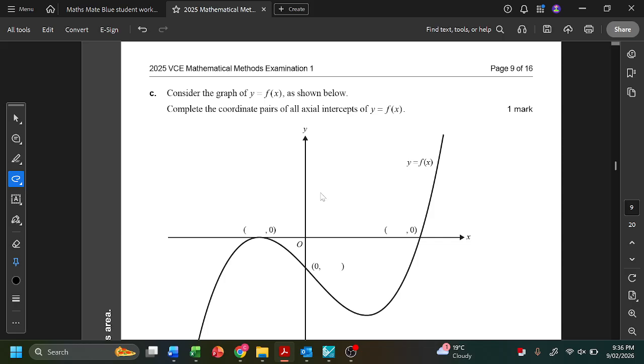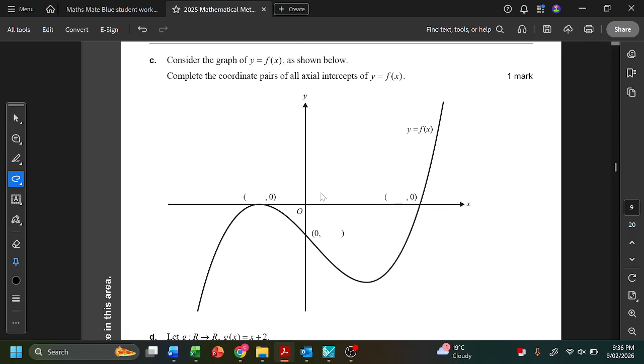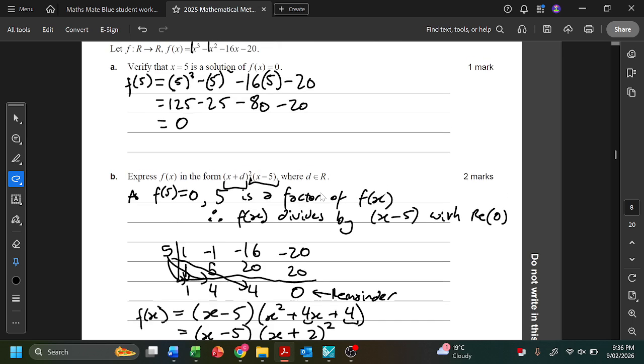All right, so here we have a graph of f of x shown below. And basically all we have to do here is label all of the coordinate pairs of the intercepts for this particular function. So the couple of things that you need to know about this one here.